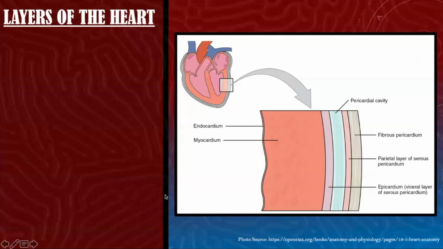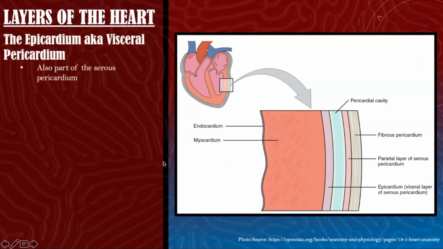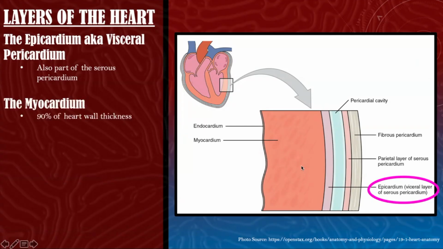Now that we've discussed where the heart is located, let's talk about the layers of the heart. So looking at the layers of the heart wall, of course, the outermost layer we already discussed, that's called the epicardium or the visceral pericardium. And it's, of course, part of that serous pericardium that we talked about. And then deep to that, we have the myocardium, which is about 90% of the heart wall thickness. And there's so much to know about this, so we'll go about it in more detail in the next slide.